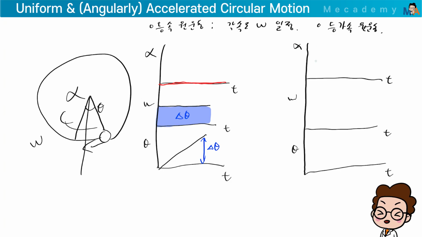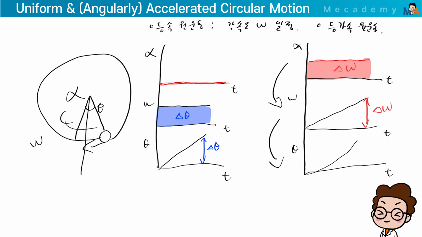Since it's constant acceleration, alpha is constant. Then omega becomes a linear first-order function, and theta becomes a quadratic second-order function. Then what about this area? This area becomes delta omega, and this height is delta omega. And what does this area represent? It represents delta theta, so this height is also delta theta.